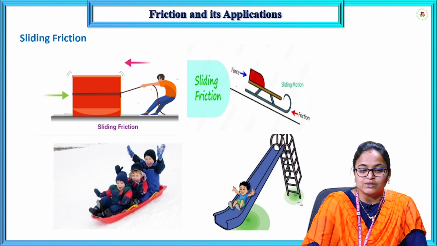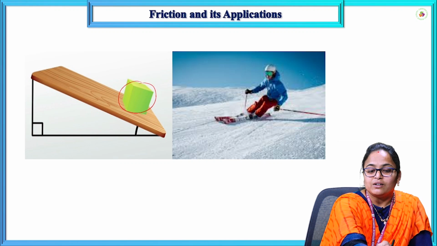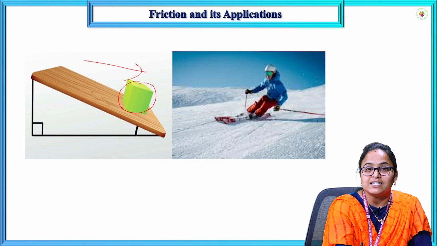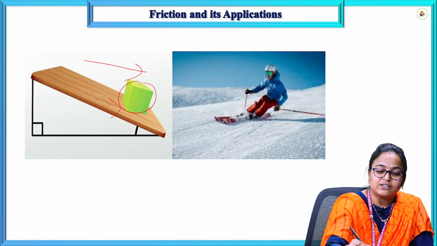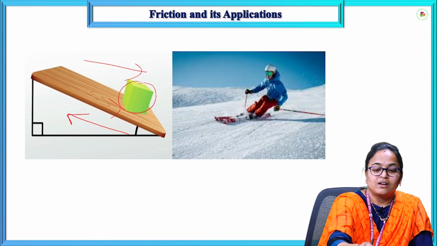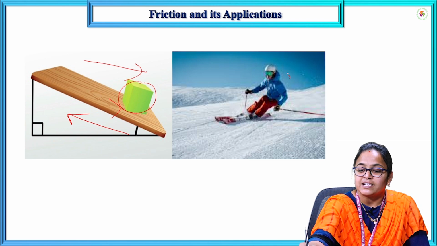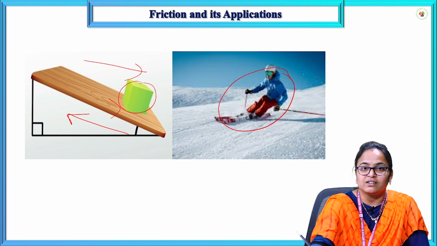Next, coming to another example. This block is moving downwards on the inclined surface like this, and the friction will be like this, opposite to the motion of the object. So this is the skiing activity in mountain regions.